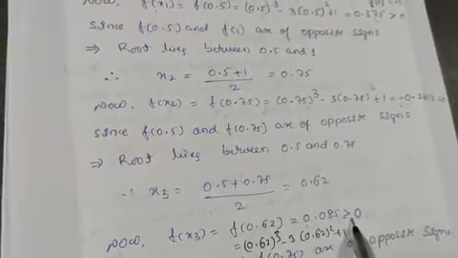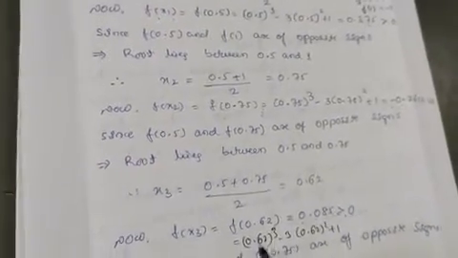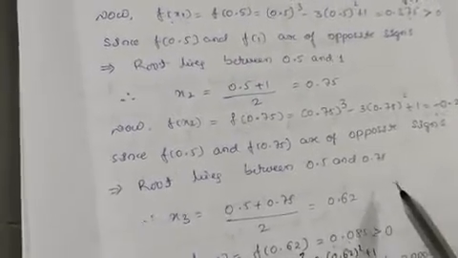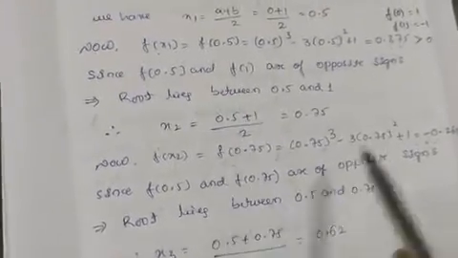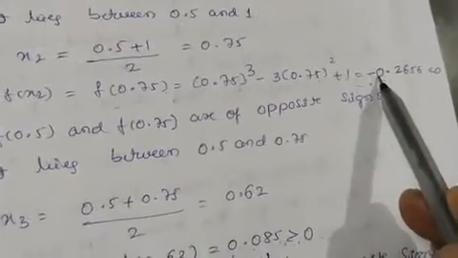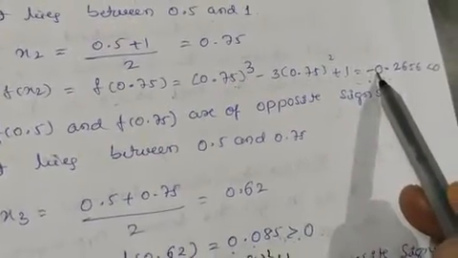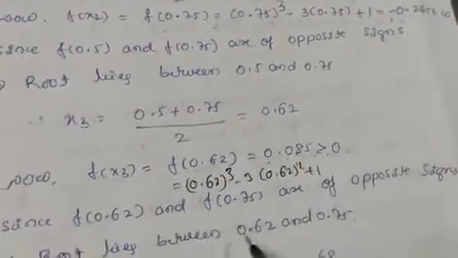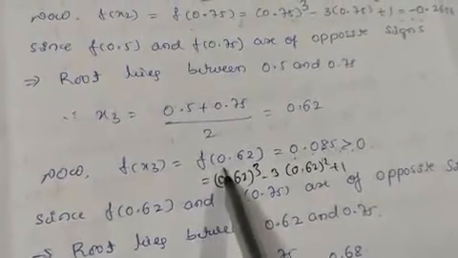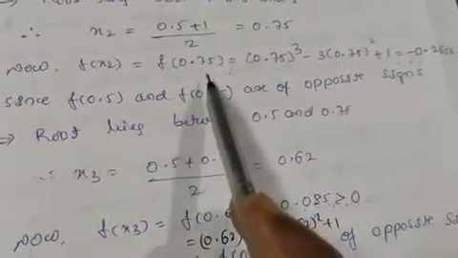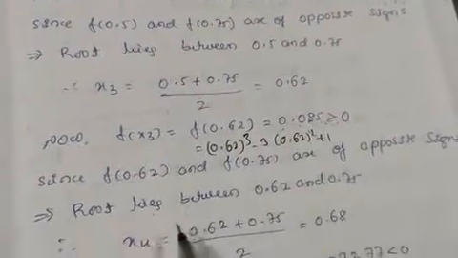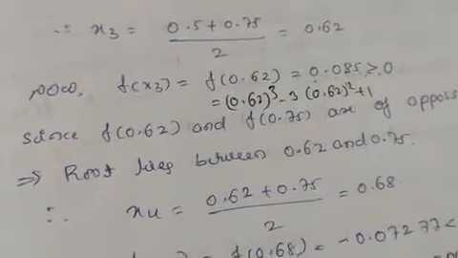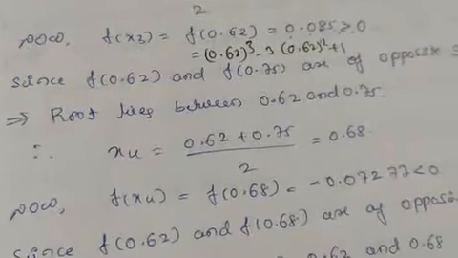It is again greater than 0. So f of x3 is greater than 0, and before this you have to check which value is negative. F of x2 is negative, no? So therefore the root lies between x2 and x3. These two are of opposite signs. So the root lies between 0.62 and 0.75. Again you divide this interval: 0.62 plus 0.75 divided by 2 is equal to 0.68.